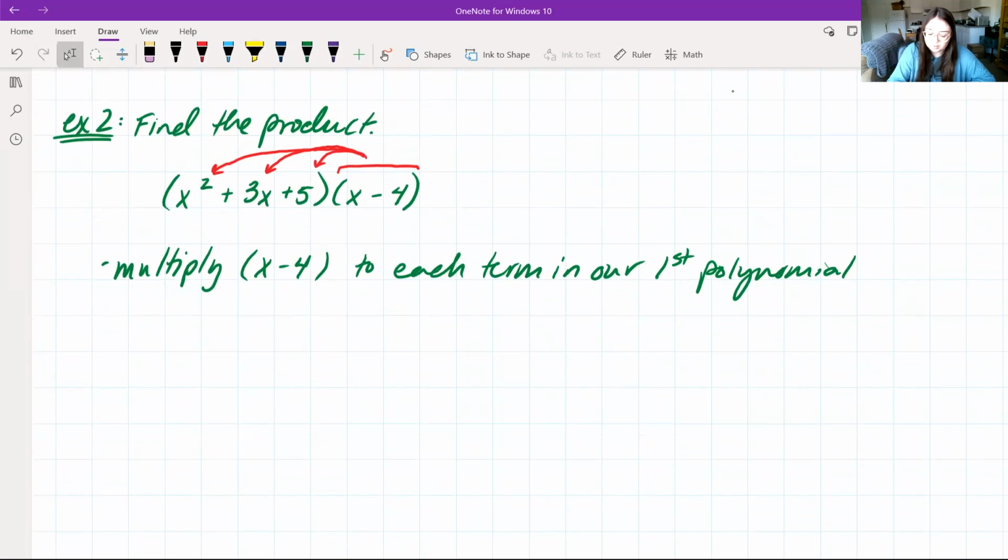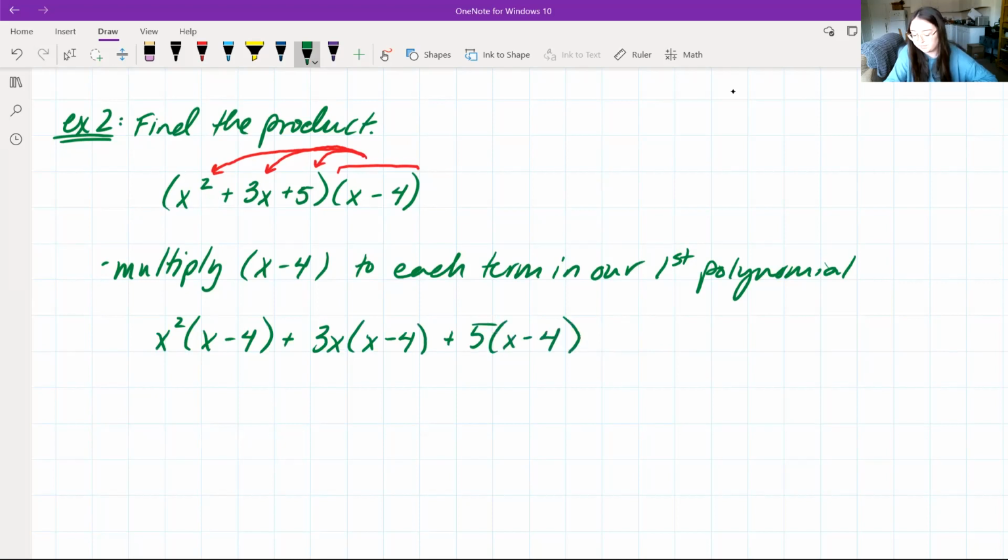So when we multiply this out, we're going to have x squared times x minus 4 plus 3x times x minus 4 plus 5 times x minus 4. So we've taken each one of our terms in our first polynomial, and we're multiplying it by x minus 4, the second polynomial. And now we just want to simplify. So we're going to now distribute. We're going to take x squared, distribute to x and 4. We'll take 3x, distribute to x and 4, and we'll take 5 distributed to x and 4.